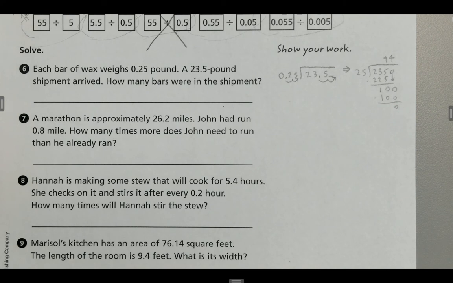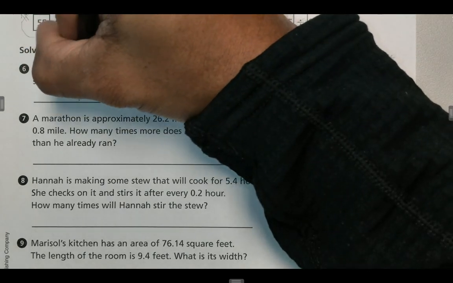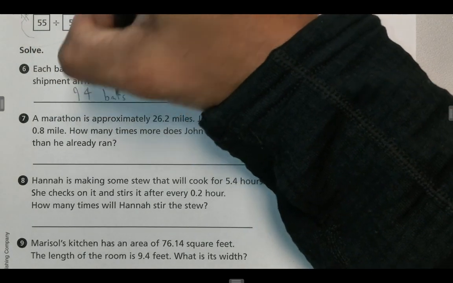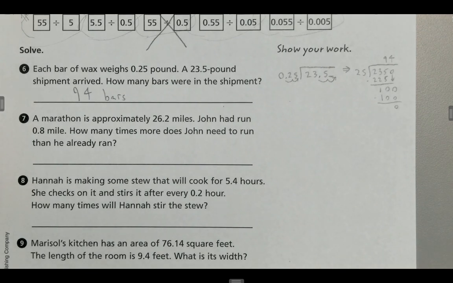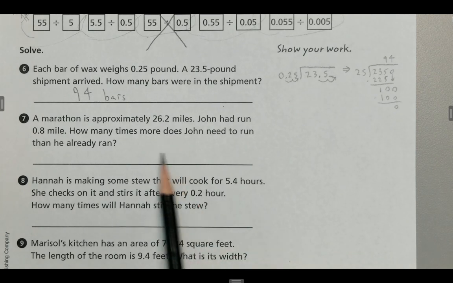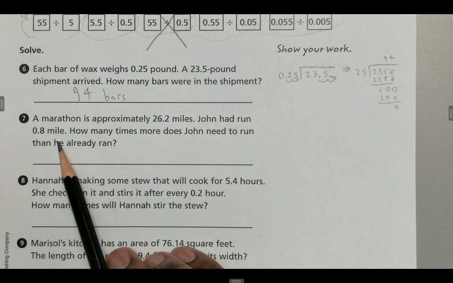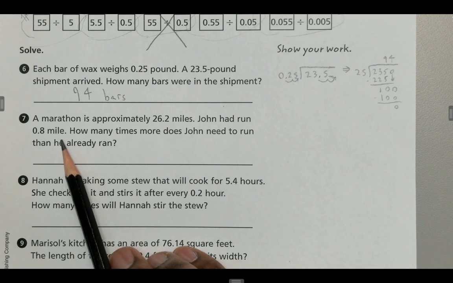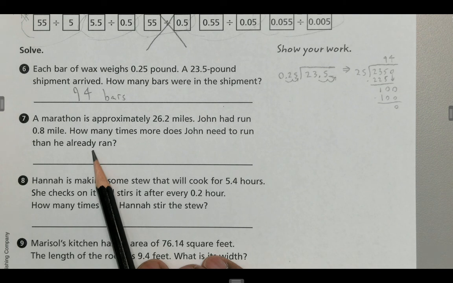Nothing left to bring down, nothing left over. We have our answer, 94 bars. Okay. Number 7, a marathon is approximately 26 2/10 miles. John had run 8/10 of a mile. Oh boy, he's got a long way to go. How many times more does John need to run than he already ran?